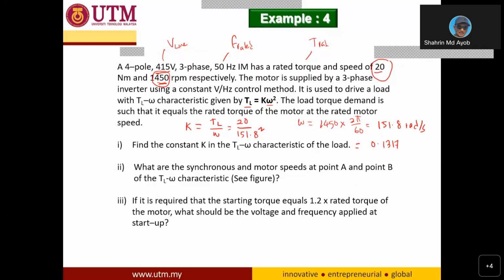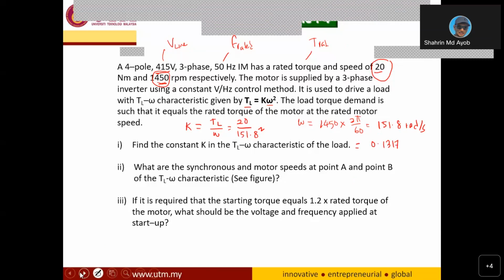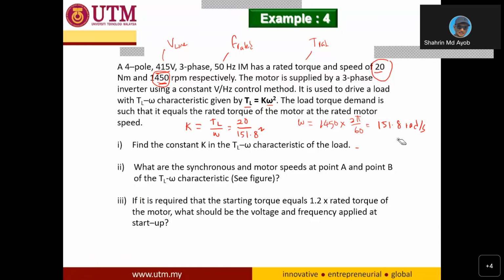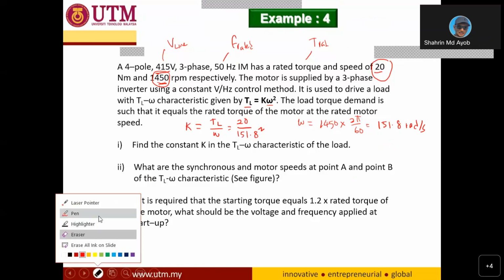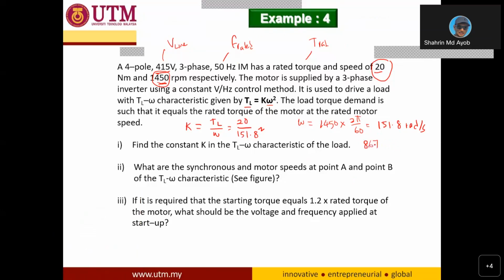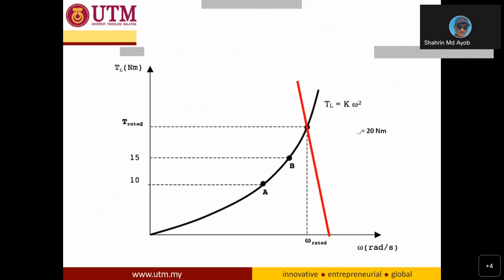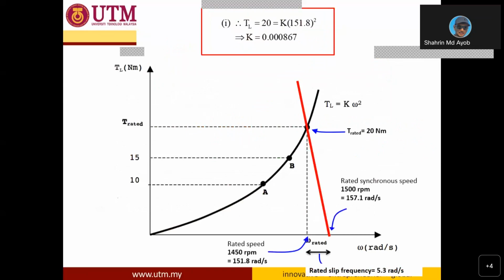Unit dia pun saya tak tahu. Unit dia apa dah? Unit dia mungkin Newton per radian per square, I think. Tak tahu lah. Betul ke jawapan dia? Oh, ada jawapan. Oh, okey lah, betul lah. Betul. 0.000867. Okey, betul.